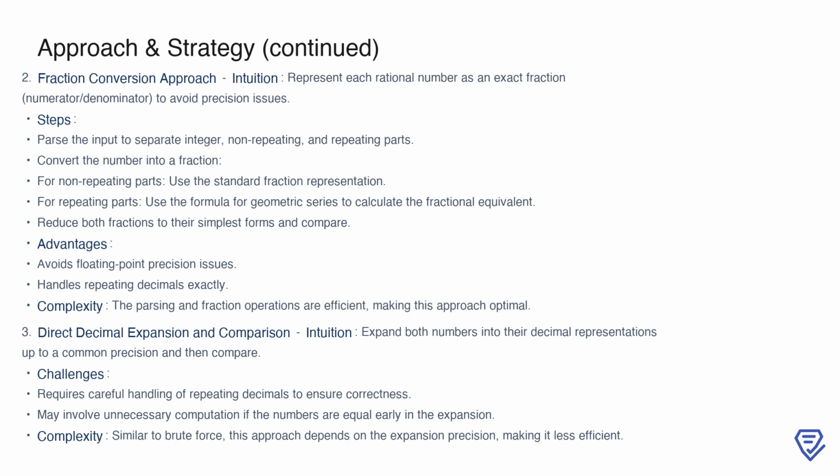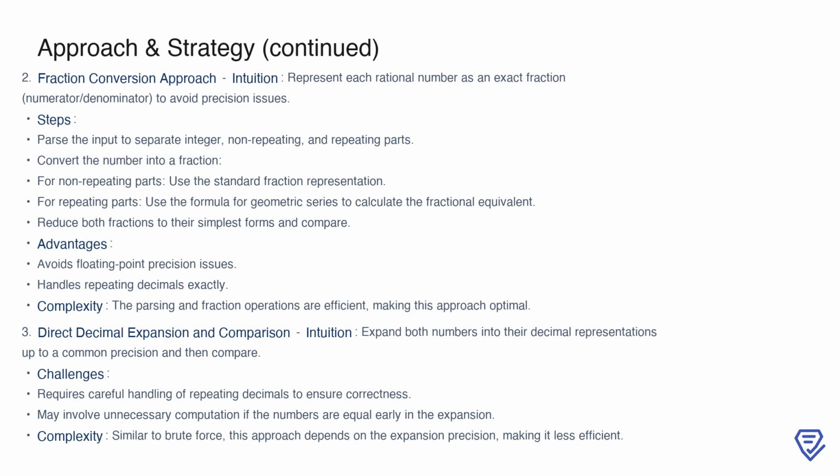Once both numbers are represented as fractions, we simplify them to their lowest terms and compare. This method has significant advantages. It avoids floating point precision issues entirely and handles repeating decimals exactly, ensuring correctness. Additionally, the parsing and fraction operations are computationally efficient, making this approach optimal.